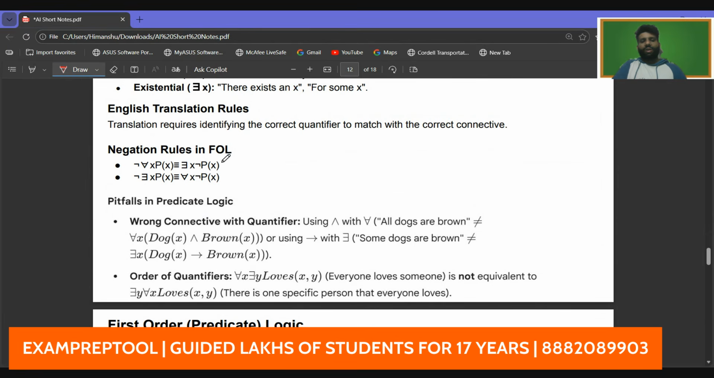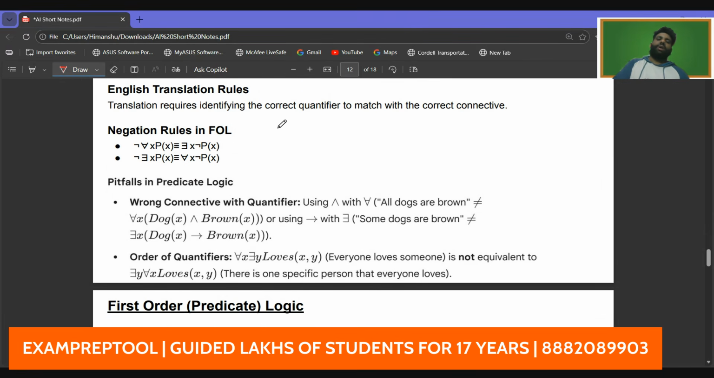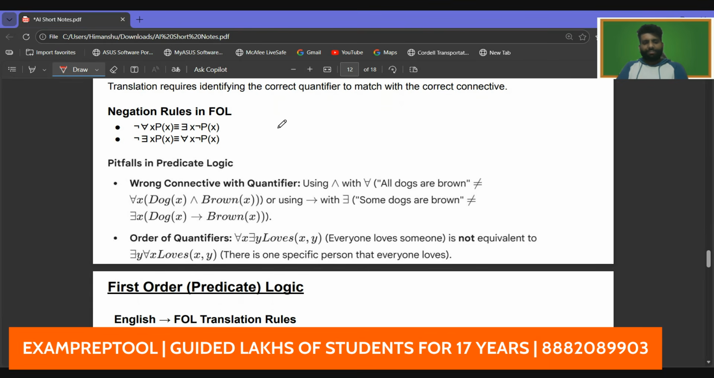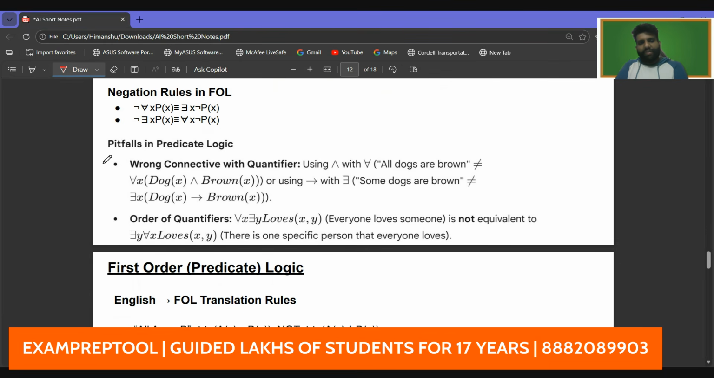So you have already learned negation rules in first order logic, that how do they convert to each other? Now, I guess, yeah, we have this one only as the important part over here right now. What is the pitfall over here in predicate logic? So wrong connective being used. So using and with for all, very bad, as I suggested. Why? So we have to use implication with for all, and for there exists we have to use and.